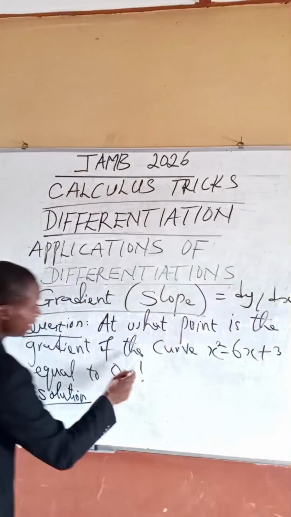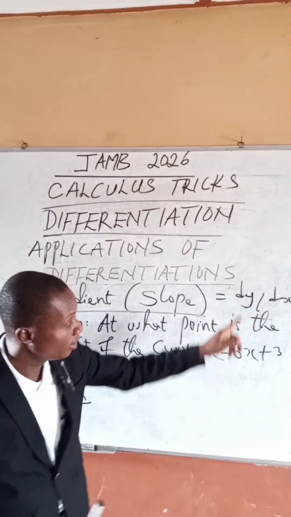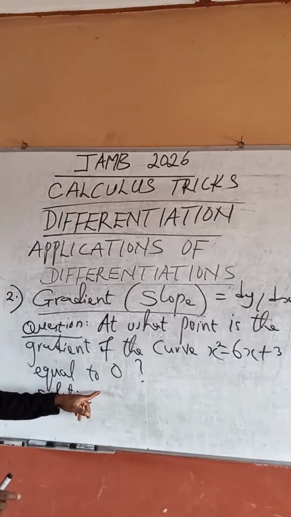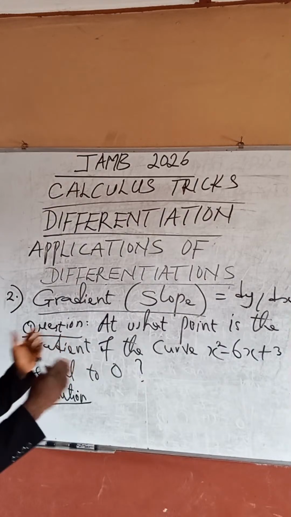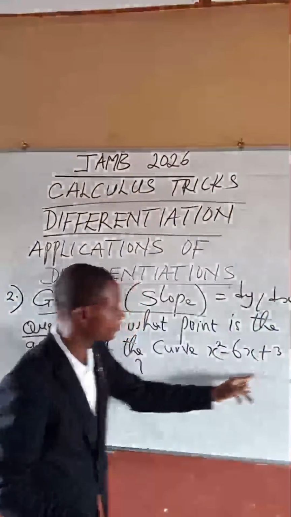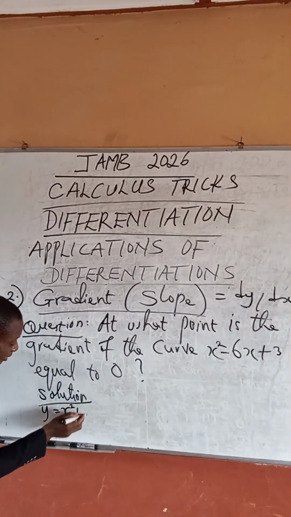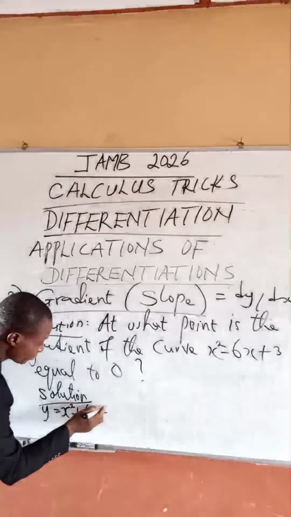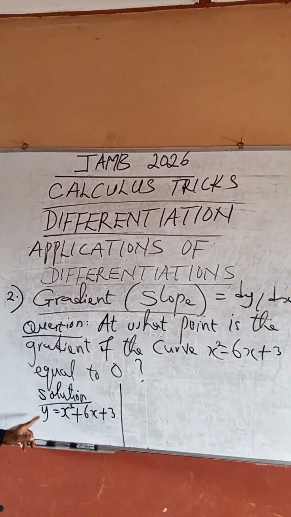At what point is this gradient equal to 0? First, what is gradient? It is not always equal to 0 except if it's specified, like here, but not in all cases. I'm starting right here so that you understand better. First, what is y? We take our y to be the whole of this. So y is equal to x squared plus 6x plus 3.